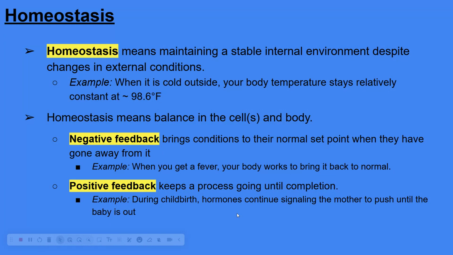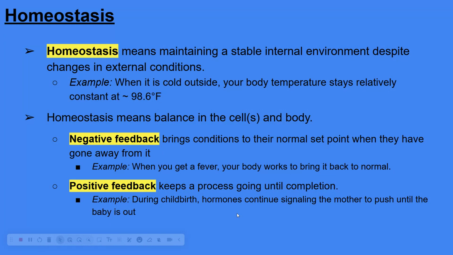Homeostasis means a balance in the cells and body, and it does that by doing negative or positive feedback. Now, negative does not mean bad, and positive does not mean good. Negative feedback brings conditions to their normal set point when they have gone away from it. For example, if you get a fever, that means your temperature went above 98.6. Generally, we think of a fever as being 100 degrees or over. If you get a fever that high, your body works to bring it back down to 98.6.